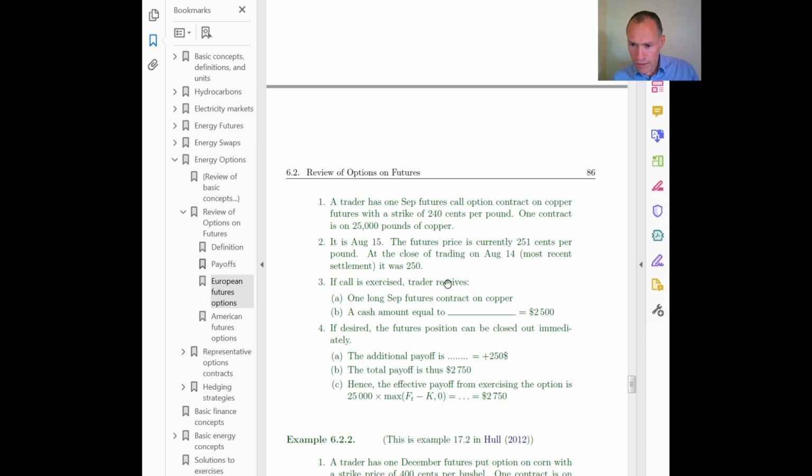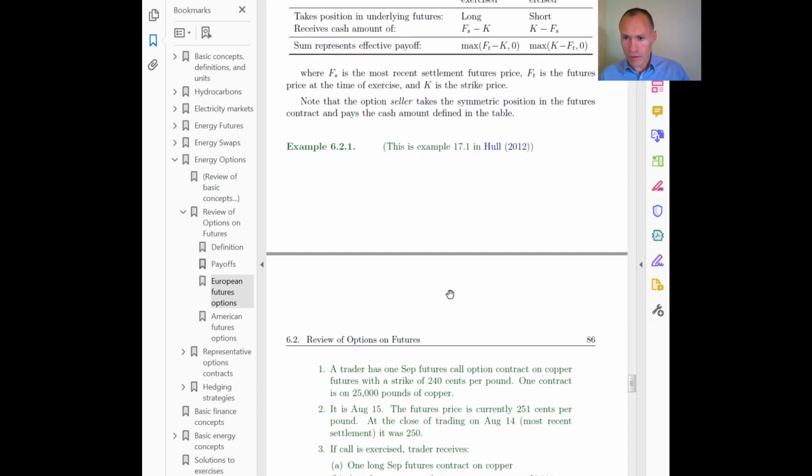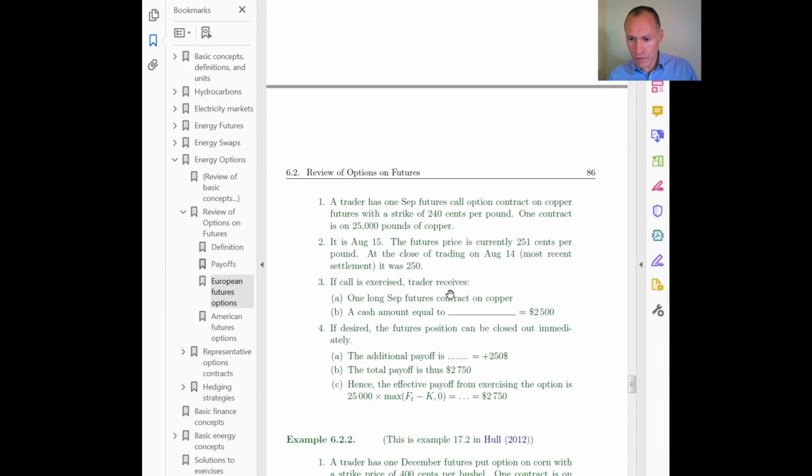How much is this? The previous settlement price was 250, the strike is 240, so 10 cents per pound. Oh, 10 cents, yes. 10 cents is $0.1. I was thinking about 1%. Sorry about that. So 0.1 times 25,000 is $2,500. Yes, that's right. Sorry about this. So that's the correct number, $2,500. So I get these two things.